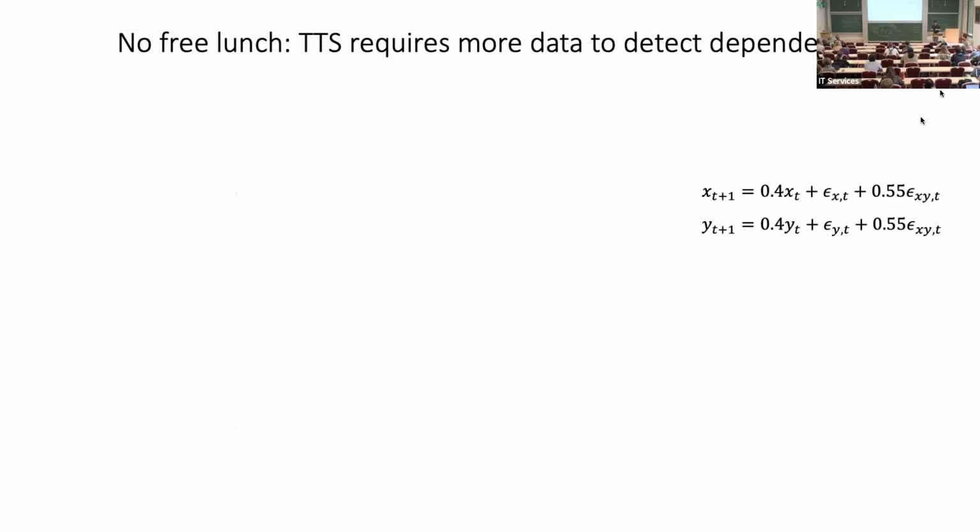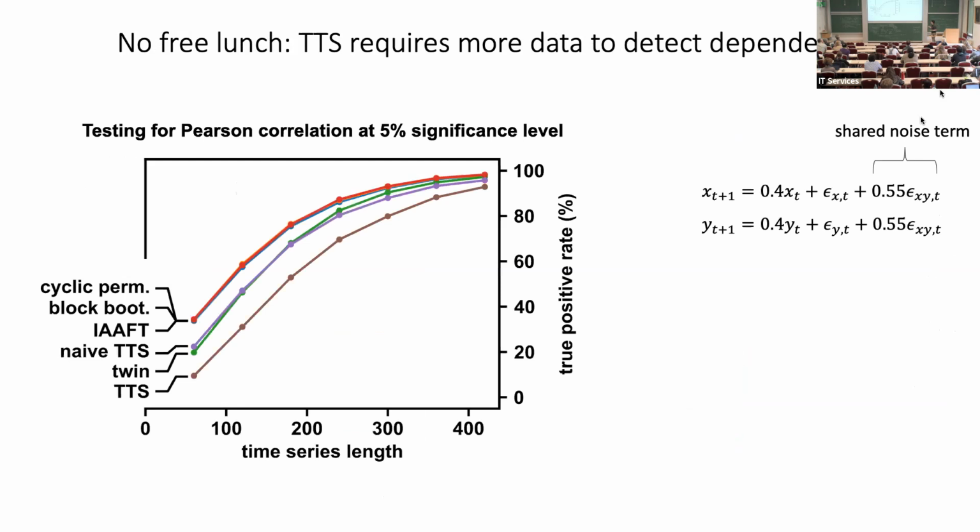Okay, great. One last comment before we go to the data. No free lunch. The TTS test does require more data to detect a real dependence, right? So if I have these 2 time series here that are coupled because they have a shared noise term, then here's the true positive rate, the rate at which we actually detect this very real coupling between them. You know, the TTS test is kind of at the bottom. I need more data before it's going to do as well as other tests. So that's the price for having this very rigorous test that has fewer assumptions. No free lunch. So that's how it is.